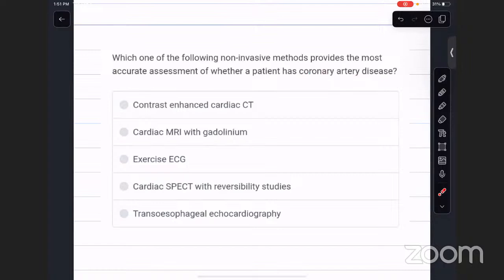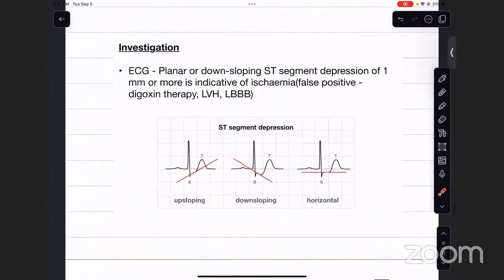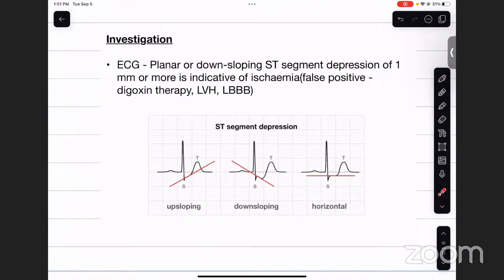So that's the main coronary artery disease. To diagnose stable angina is very important. There are some investigations to diagnose stable angina, but there are some advantages and disadvantages to each. Let's see it.